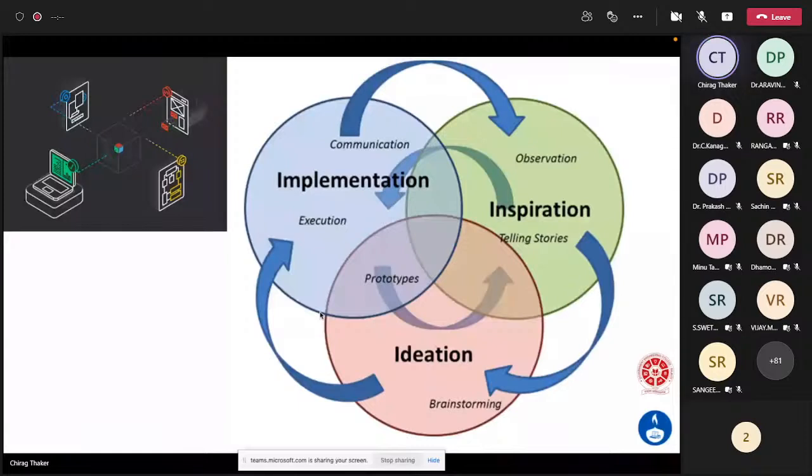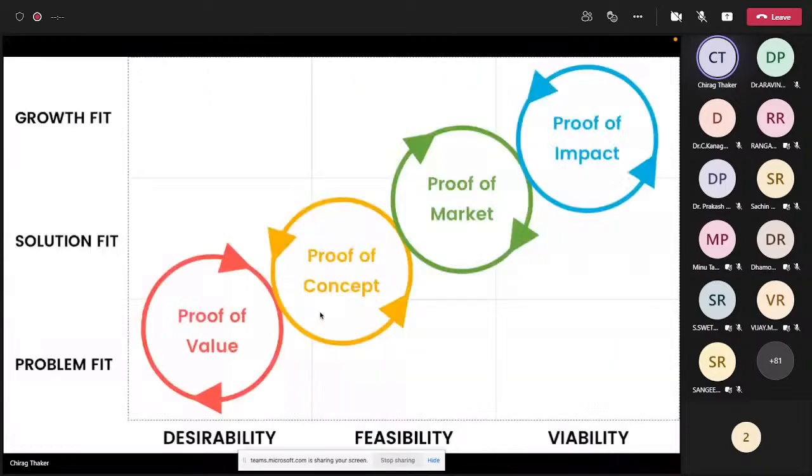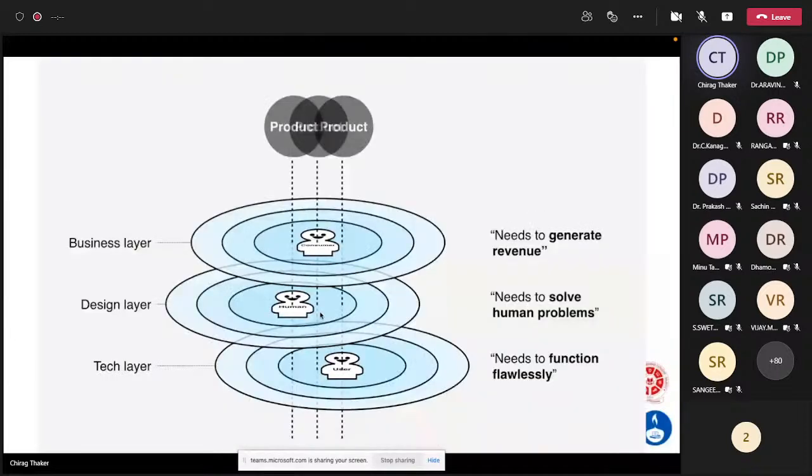So desirability, feasibility, and viability gives you 4 proofs: proof of value, proof of concept, proof of market, and proof of impact. Now, proof of concept, people who are associated with startup ecosystem, they are quite aware of proof of concept. But proof of market has all to do with solution fit and growth fit. And when viability is there and growth or scaling is there, it is proof of impact. So, technology layer needs to function flawlessly. Design layer needs to solve human problems, and business layer needs to generate revenue, because you need a very strong revenue model to support any product or process in the long run.